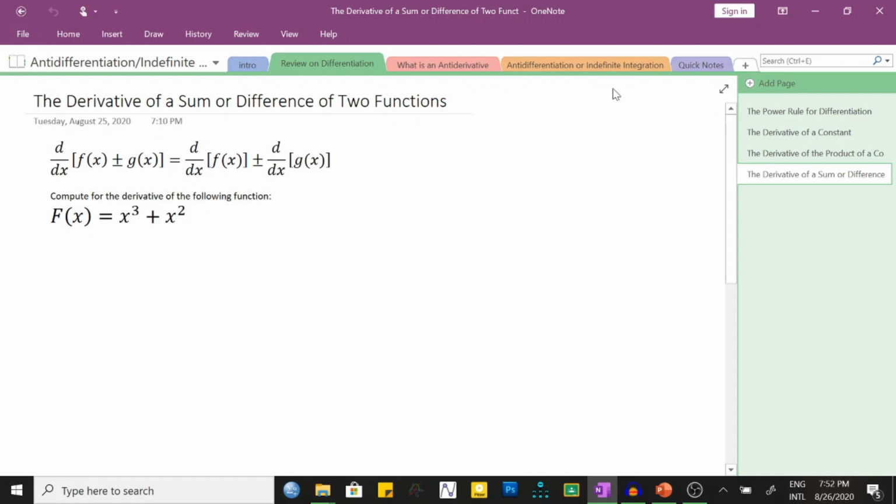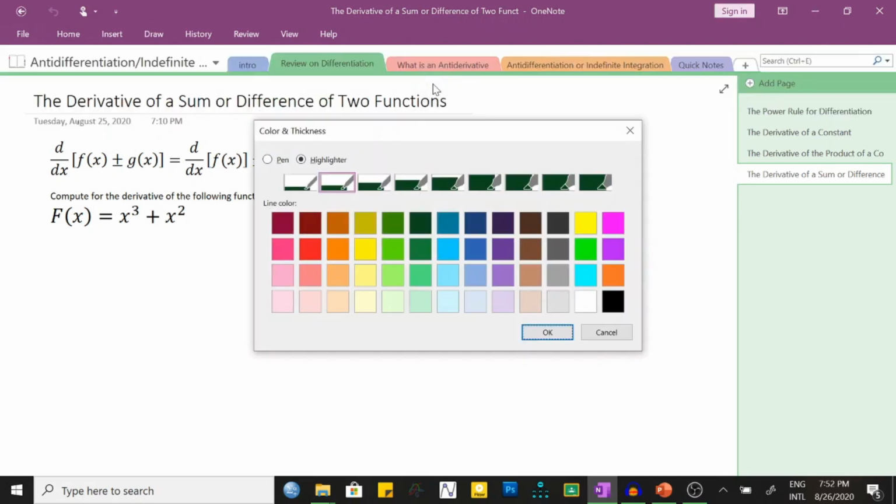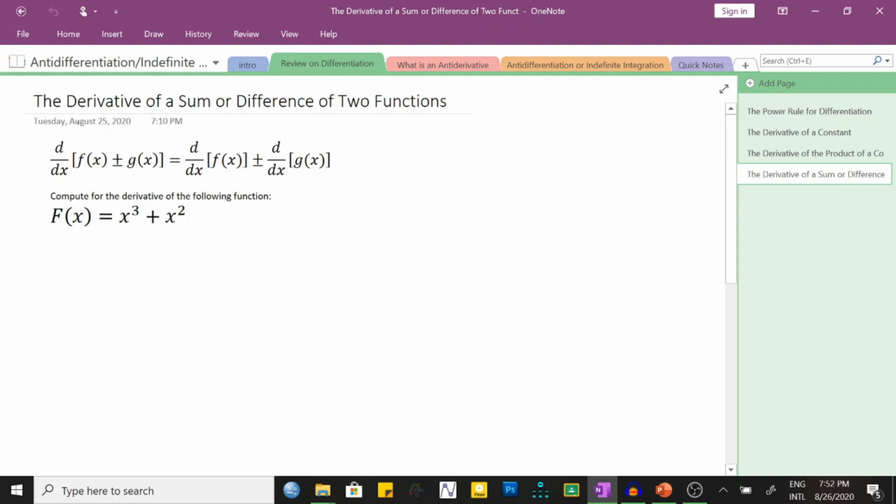We have the last one before we proceed to antiderivatives. This rule is applicable when you are computing the derivative of a sum or difference of two functions, and it's just telling us that the derivative of a sum or difference is equal to the sum or difference of the derivative of each function. So to get the derivative of a sum, we take the derivative of the individual functions and then apply whatever operation is in between them.